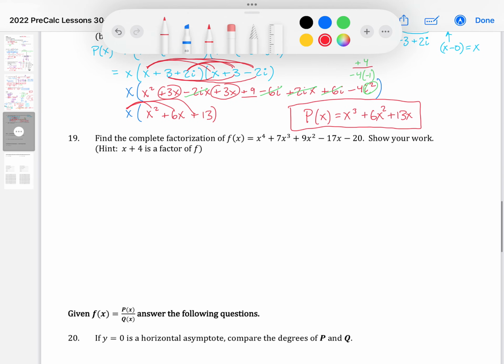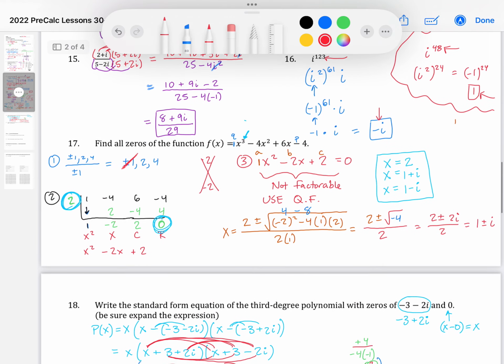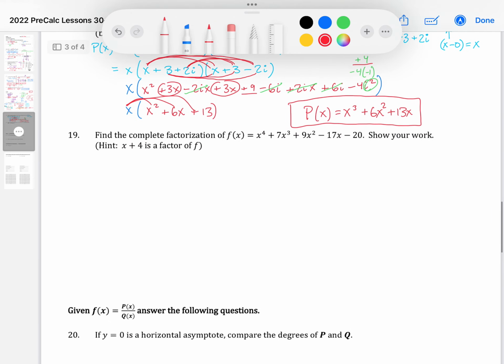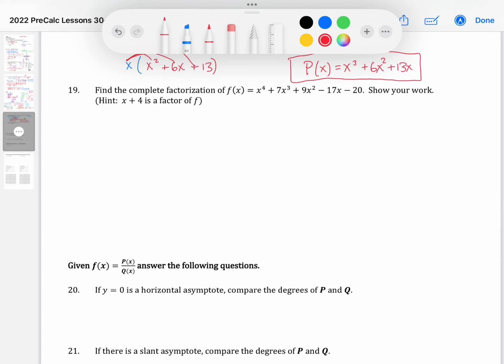All right, 19 wants us to find the complete factorization of this function, and they give us a little hint here. So we're actually going to need to start this just like we did in number 17. First thing I would do is find my possible rational zeros. So that's the p over q stuff.